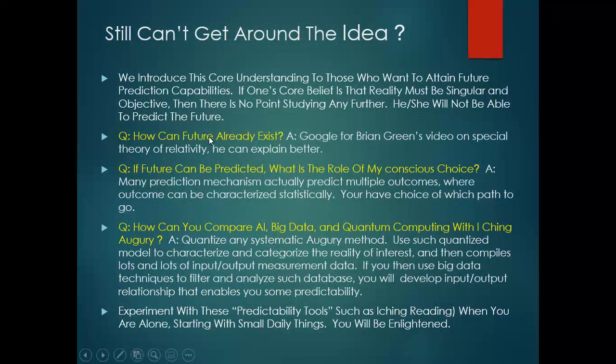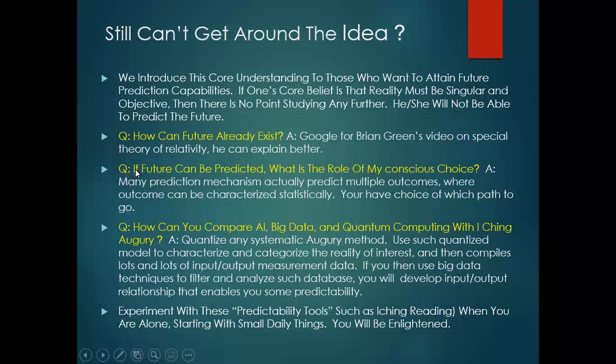Some frequently asked questions I will answer right here. One is, well, how can the future already exist? For this topic, I recommend you Google Brian Greene's video on the spatial theory of relativity. That video was very well explained in layman's terms, so it's very easy to understand.